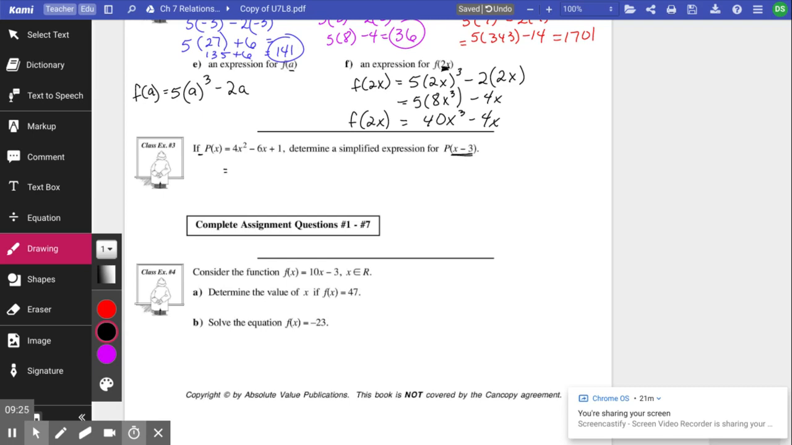So here we go. 4. There's an x. I'm going to put x minus 3 instead of the x. Square it. Minus 6 times that input.